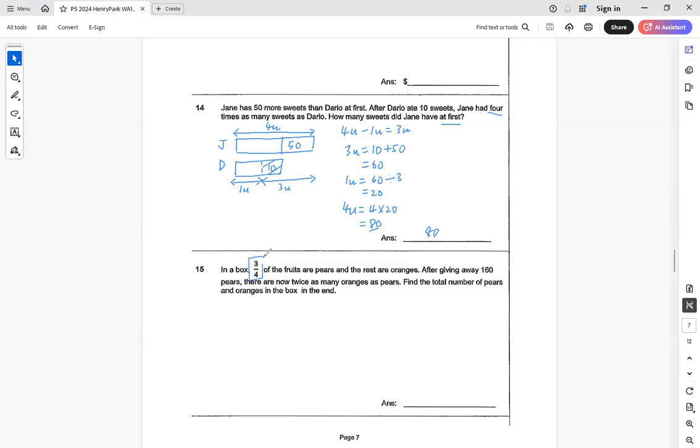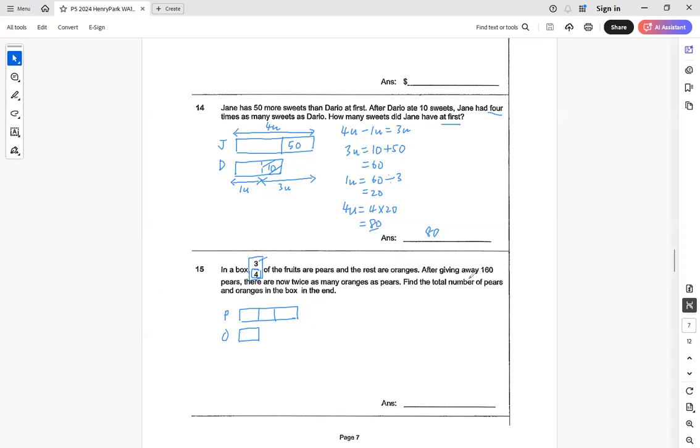Okay. It tells us that 3/4 of the fruits are pears and the rest are oranges. Meaning total, there were actually 4 units at first and 3 of them are pears. So the oranges is actually just 4 minus 3, just 1 unit. So let me draw the model for the pears and oranges. Pears will be 3. And then the oranges, as I told you, is 4 minus 3, which is 1 unit for oranges.